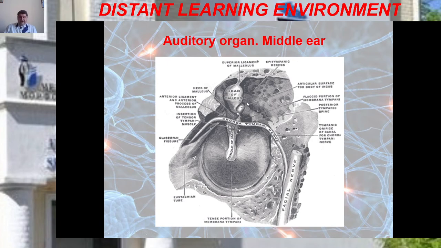contains two auditory ossicles. You may see one of them, the head of the malleus and the anvil. In disease, the pathological changes in the middle ear are most evident in the epitympanic recess.